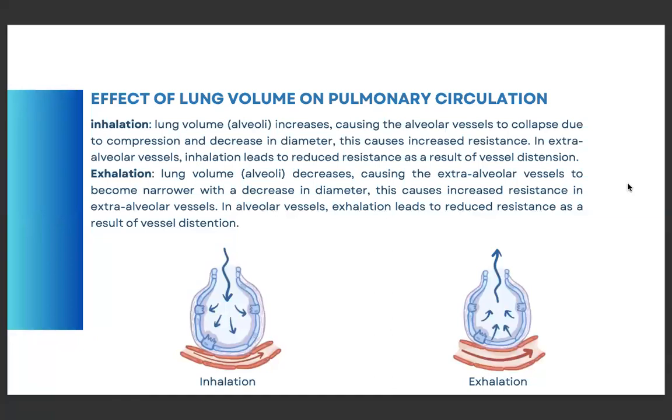It's kind of going to collapse in on itself. But if you pull it apart, it's going to become taut. So when you're breathing in, your lung tissue itself is getting bigger. So it's pulling apart those extra-alveolar vessels, making them bigger. So you're having decreased resistance and increased blood flow.